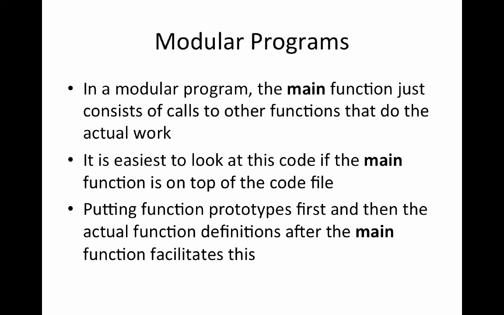So in a modular program, the main function just consists of calls to other functions that do the actual work. It's easiest to look at this code if you have the main function first. So if you have the main function on top of the code file and then the other functions underneath, it's easier to look at. So putting function prototypes first and then the actual function definitions after the main function facilitates this.